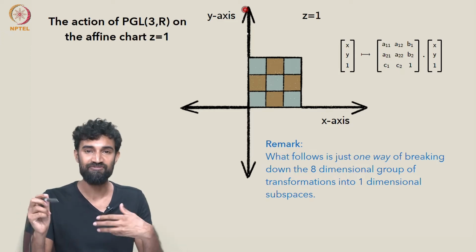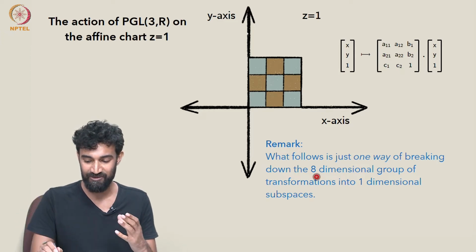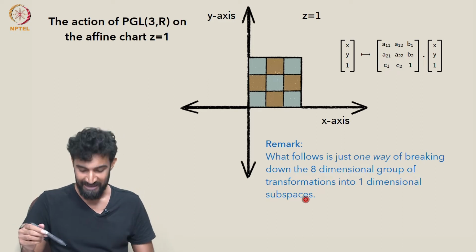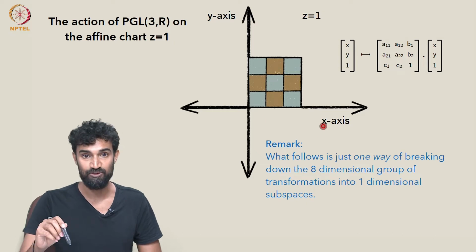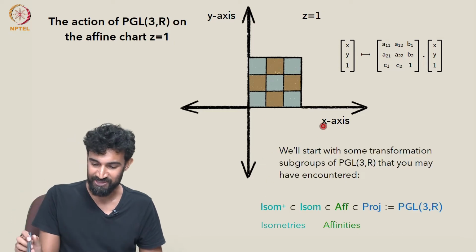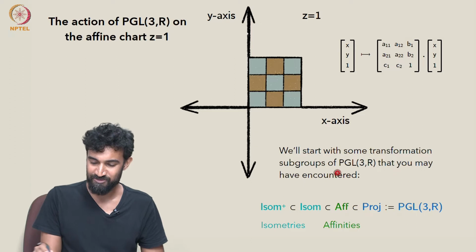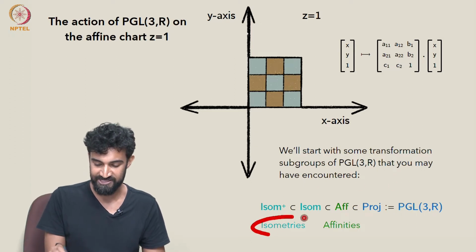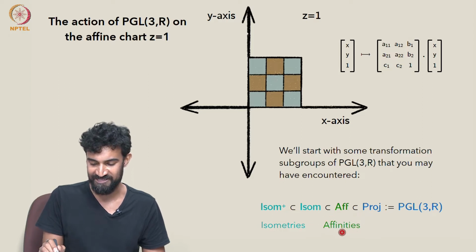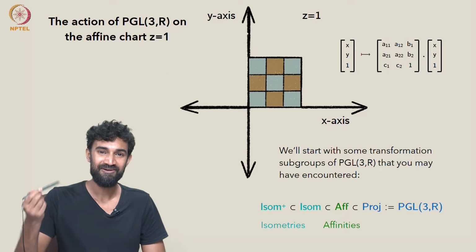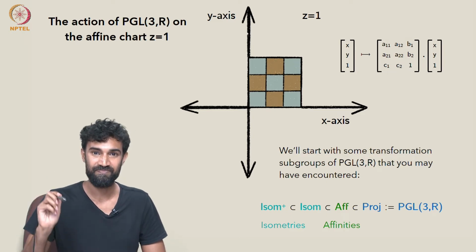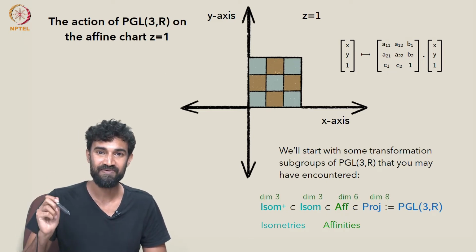And look at 8 different 1-dimensional subspaces within PGL3R and how their actions look on this plane z equals 1. So we'll start with some transformation subgroups of PGL3R that you may have encountered, like the isometries and the affinities. And finally, we'll get to some new ones that we only really get to when we start looking at projective geometry and projection.